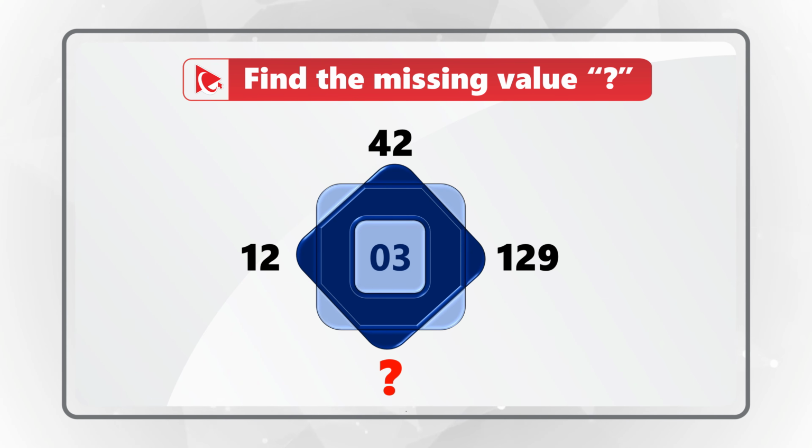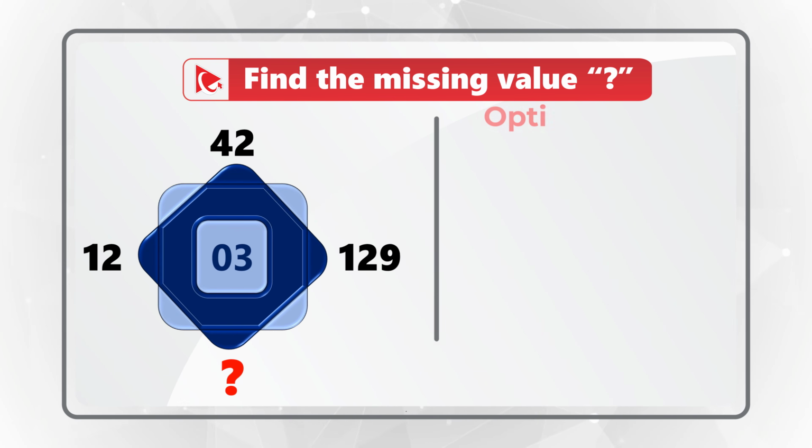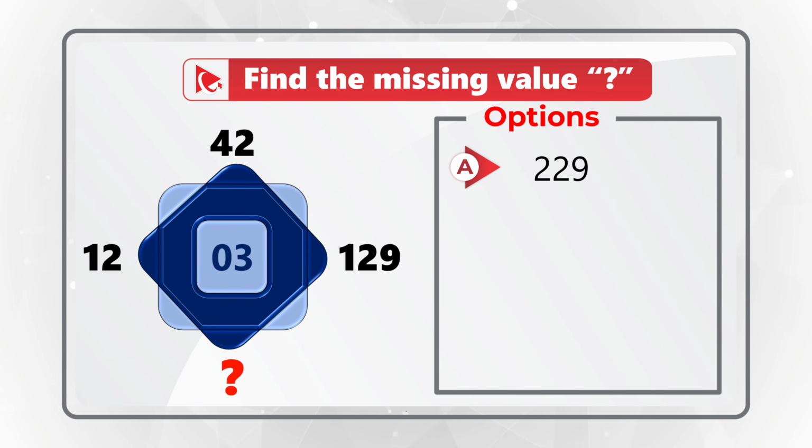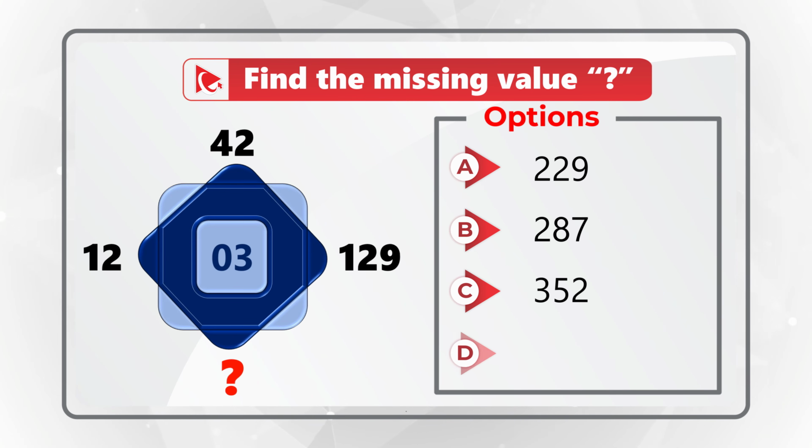Missing value is represented by the question mark in a shape that contains numbers around the shape as well as one number inside. The numbers you see are 12, 42, 129, and then there is a number 3 in the middle. You have 4 different choices to choose from. Choice A, 229. Choice B, 287. Choice C, 352. And then choice D, 390.